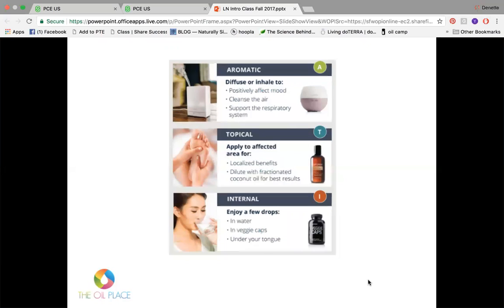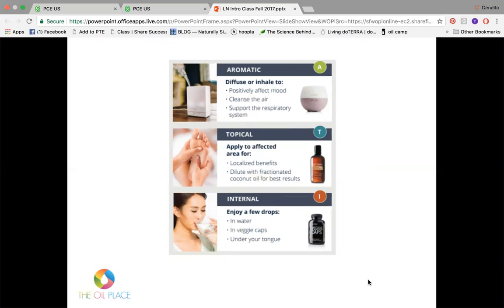So aromatic is to diffuse or to inhale. So when I passed peppermint around and we put it in your palm and you inhaled, that's basically making your own little personal diffuser. The benefits that you can get from using essential oils aromatically is it can positively affect the mood, it can cleanse the air, and it can support the respiratory system.